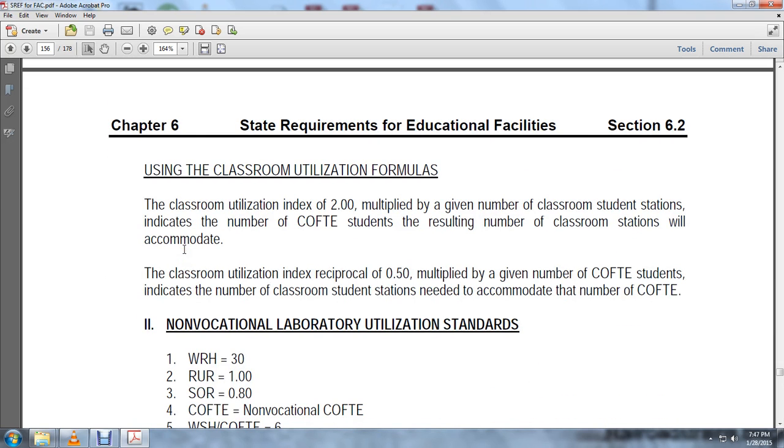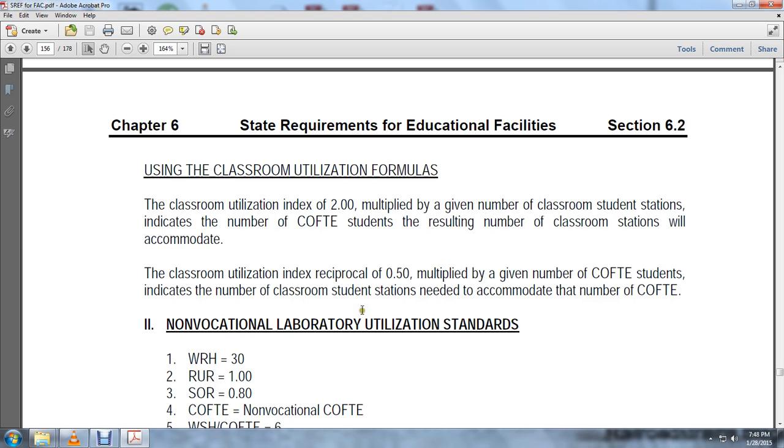Using the classroom utilization formula, the classroom utilization index of 2.00 multiplied by the given number of classroom student stations, including the number of COFTE students, results in the number of classroom stations to accommodate. The classroom utilization index reciprocal of 0.5 multiplied by the given number of capital outlay full-time equivalent students indicates the number of classroom student stations needed to accommodate those students.